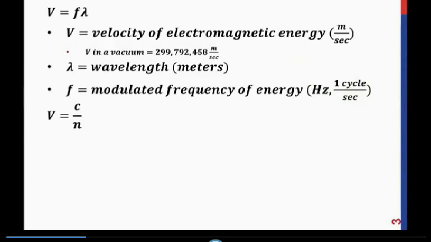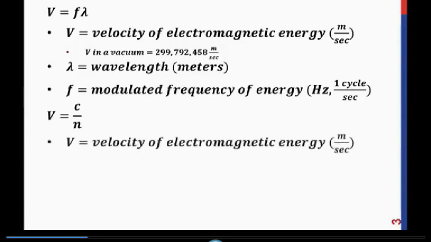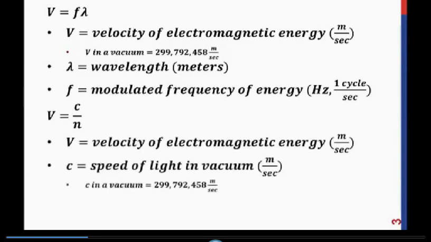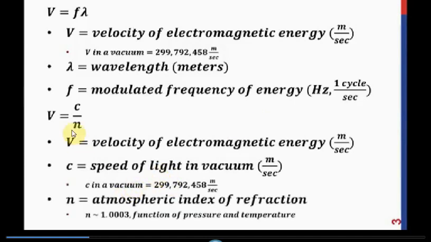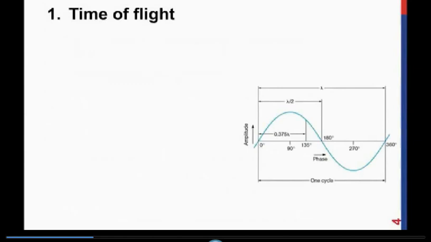Or you can even use this formula: velocity is c divided by n, if you want to find the velocity of the electromagnetic wave. V is the velocity of the electromagnetic wave which you want to find. C is the speed of light in the vacuum, a constant whose value we know, and n is the atmospheric index of refraction. Its value depends on the atmospheric conditions in which we are conducting the survey. So if you want to find the velocity of the electromagnetic wave, we can use this formula.